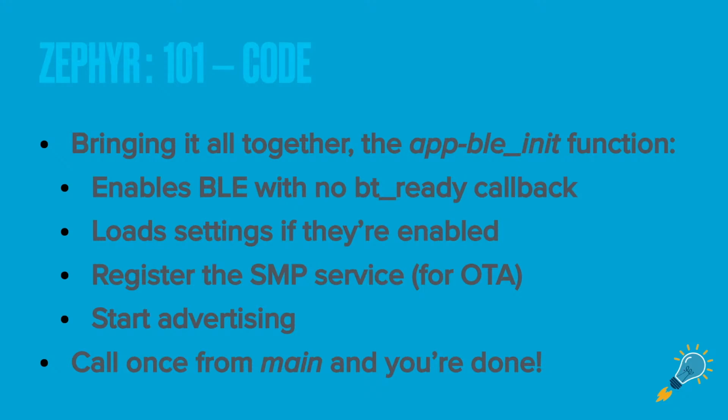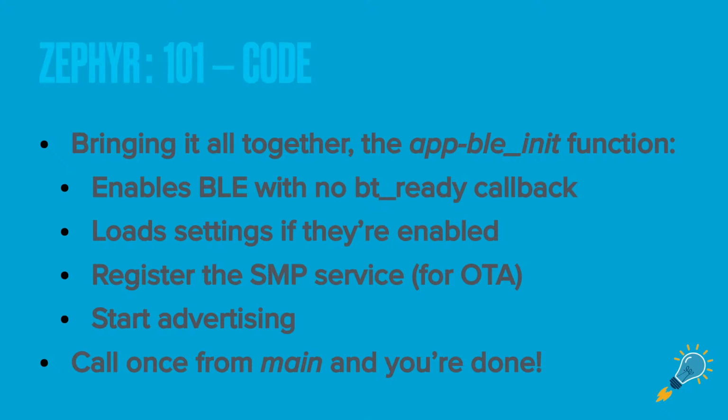So that init function enables BLE. We don't care about the Bluetooth ready callback. It loads settings if they're enabled, registers the over-the-air update functionality, and it'll start advertising. And you just call this from main once, and you're done.